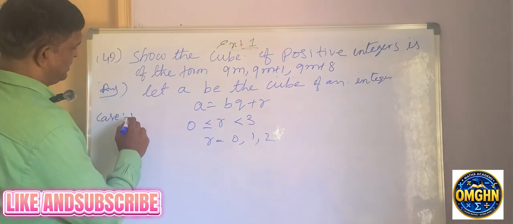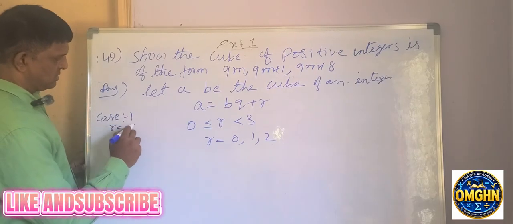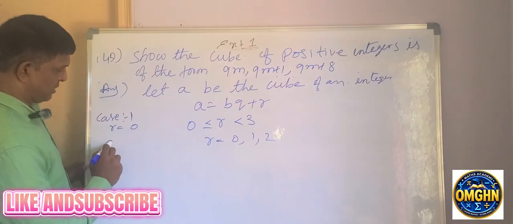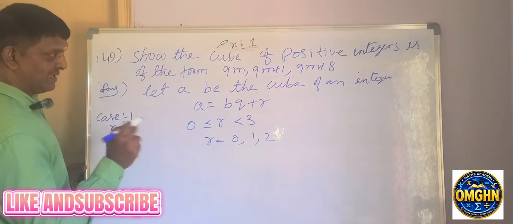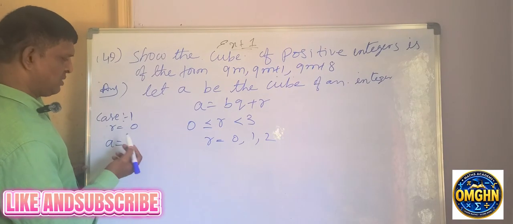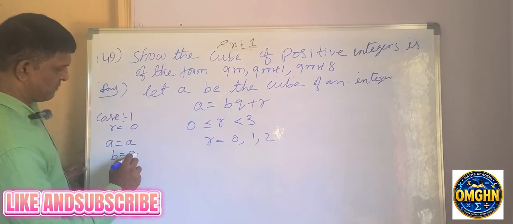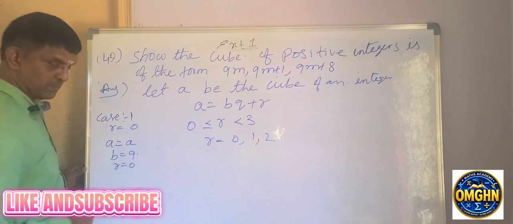First case. We are taking the r as remainder as 0. Now substituting in our formula. A is equal to, here a is equal to same a only, b is equal to 9, r is equal to 0.